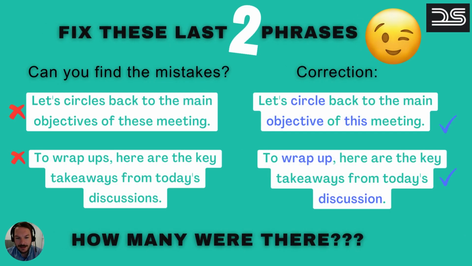Correction. Let's circle back to the main objective of this meeting. To wrap up, here are the key takeaways from today's discussion. Those are the corrections. How many were there? How many mistakes did you find in this video? I'm going to tell you the answer. There were above 30, maybe even 34. You can count them for me.